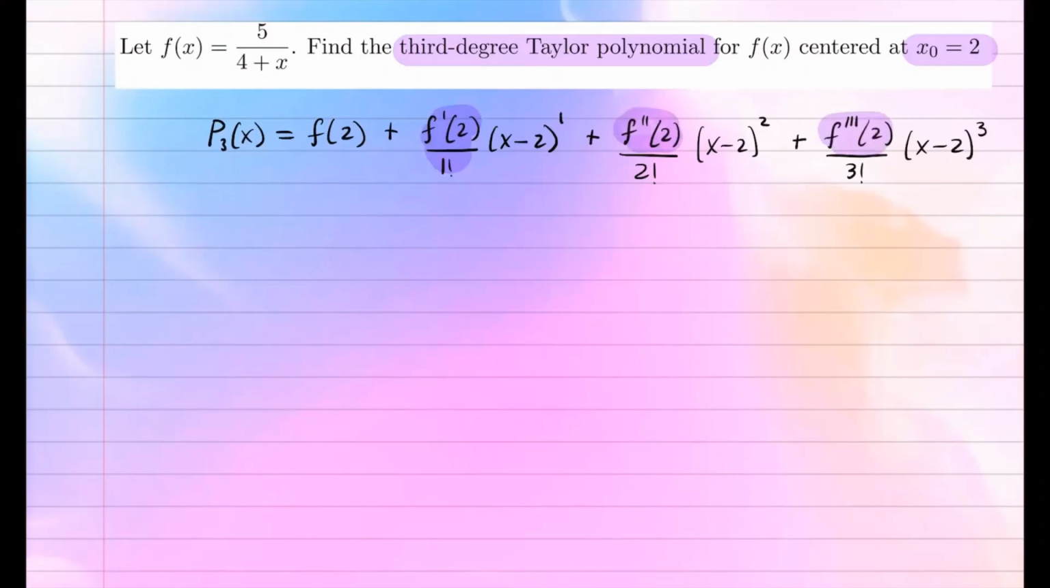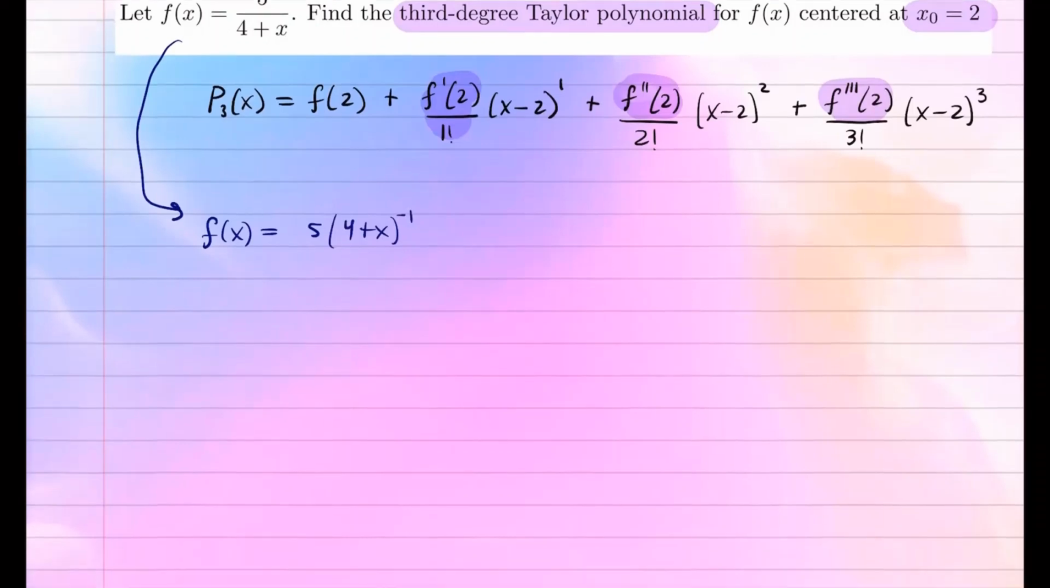So we're going to use some differentiation techniques from previous calculus courses. This function you can write like this: f of x is equal to 5 times, and I'm going to bring this to the numerator, so there'll be 4 plus x to the negative 1 power. So we can use some chain rule and power rule to differentiate.